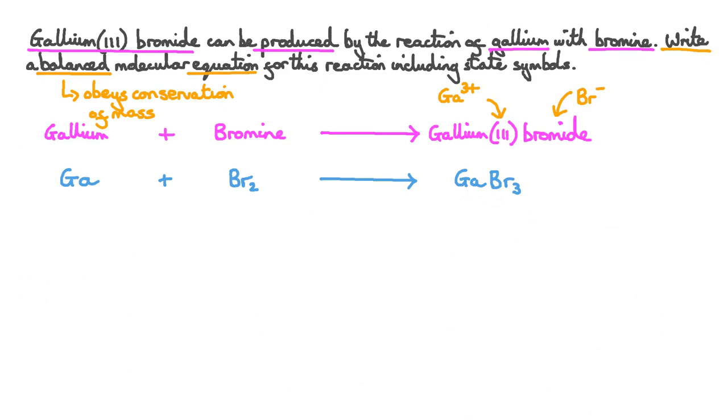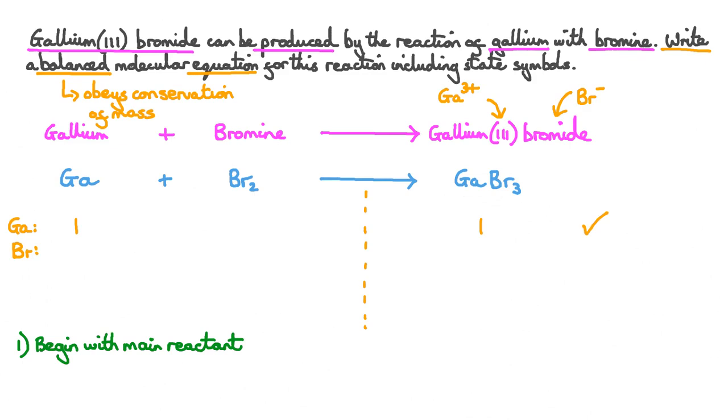Next, we need to balance our equation. To balance our equation, let's start with the main reactant. In this case, let's go with gallium. We have 1 gallium on the reactants and 1 on the products. So for now, the gallium atoms are balanced. Next, we come to bromine. We can see that we have 2 bromine atoms on the left, but 3 on the right. So this is not yet balanced.